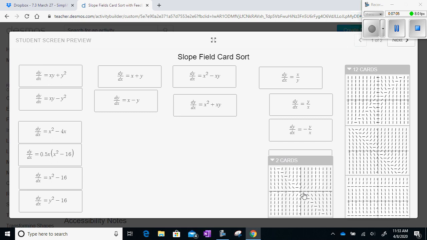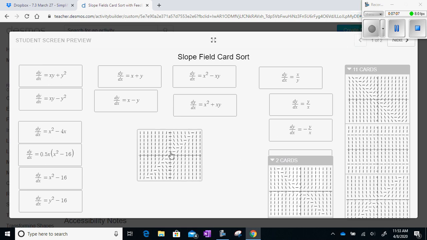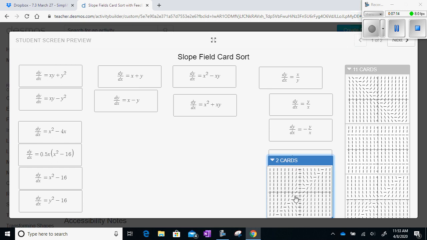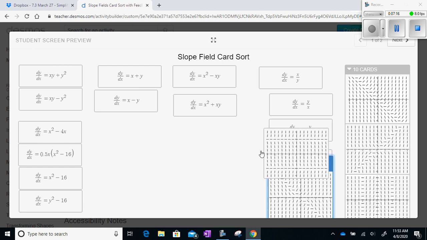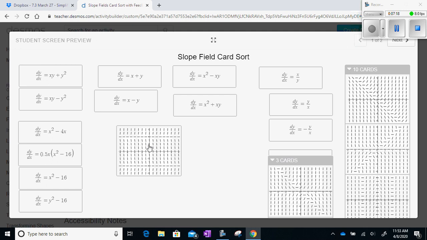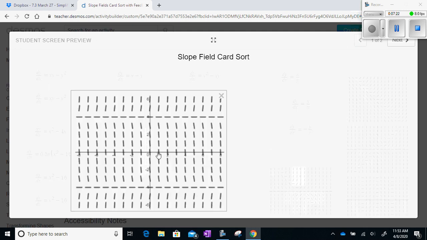I'm going to move it back over here. I'm going to move this one here. Up and down, we're changing. Left and right, we're changing. That means both the y and the x are involved in the tick mark, in the differential equation. This one looks kind of interesting. So I'm going to blow this up so you can see.